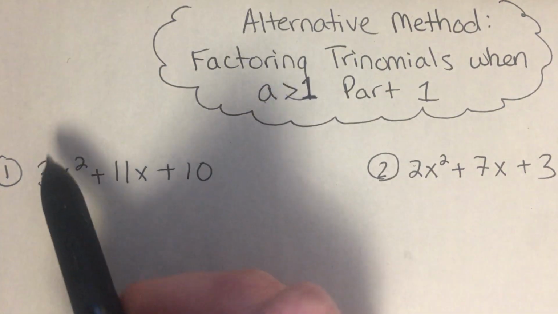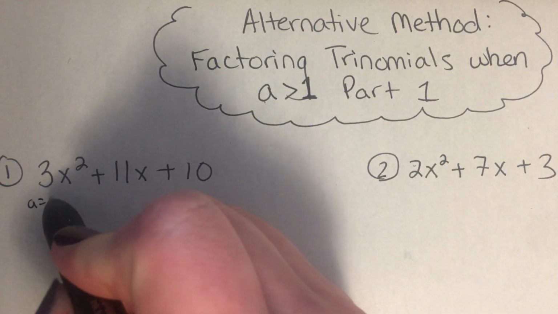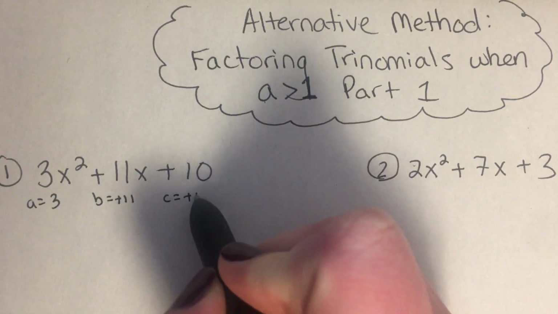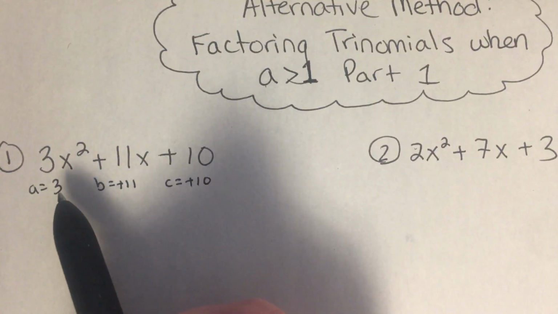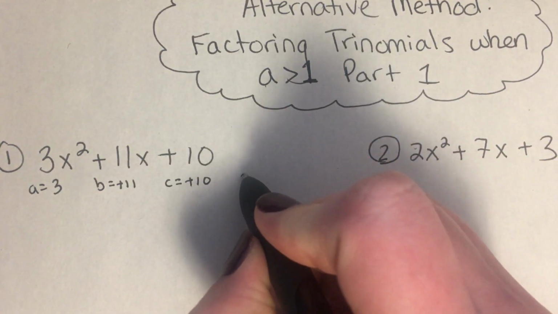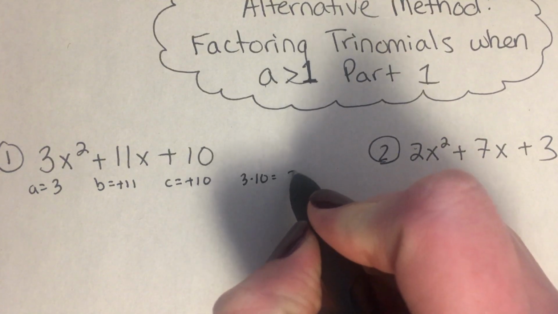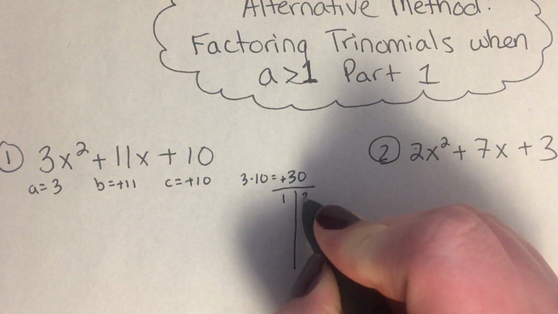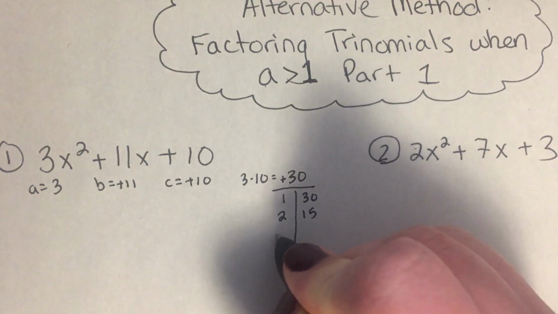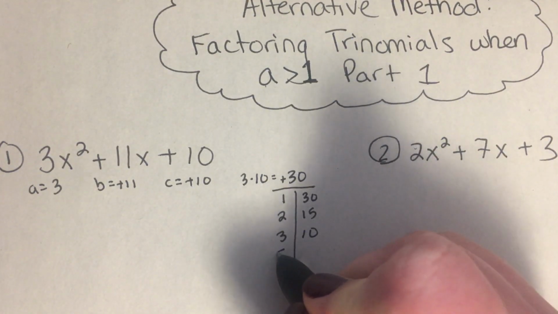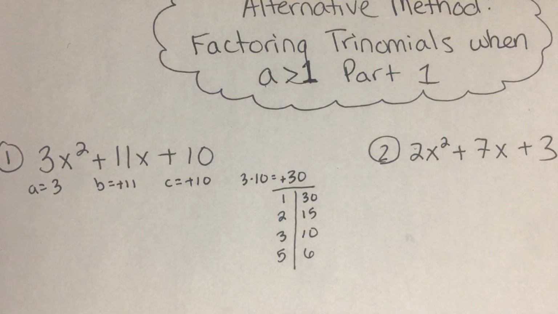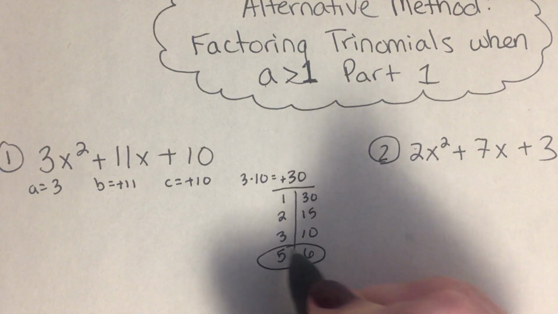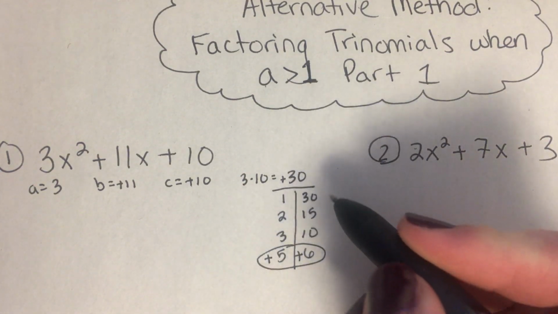So the first step is still to identify a, b, and c. So a is 3, b is 11, and c is 10. So we still have to multiply a and c, so 3 times 10 is 30. And we have to identify the factors of 30. So 1 and 30, 2 and 15, 3 and 10, 4 doesn't work, 5 and 6. You still have to figure out which two will help you make 11, which in this case is going to be 5 and 6 as long as they're both positive.